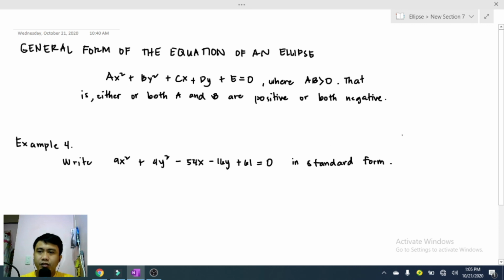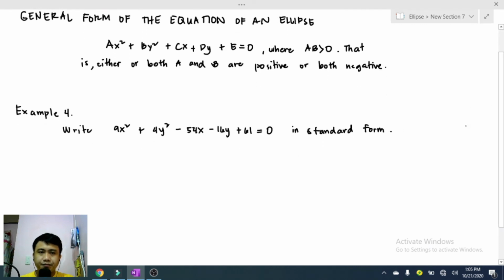Next, isolve natin itong example number 4. Write 9x squared plus 4y squared minus 54x minus 16y plus 61 equals 0 in standard form. Okay, so paano kaya ito? So given tayo ng equation ng ellipse in general form at isusulat natin sa standard form or vertex form. Paano kaya natin itatransform yan o isusulat? Okay, so ganito lang po. Simple lang naman. Okay, here's the solution.